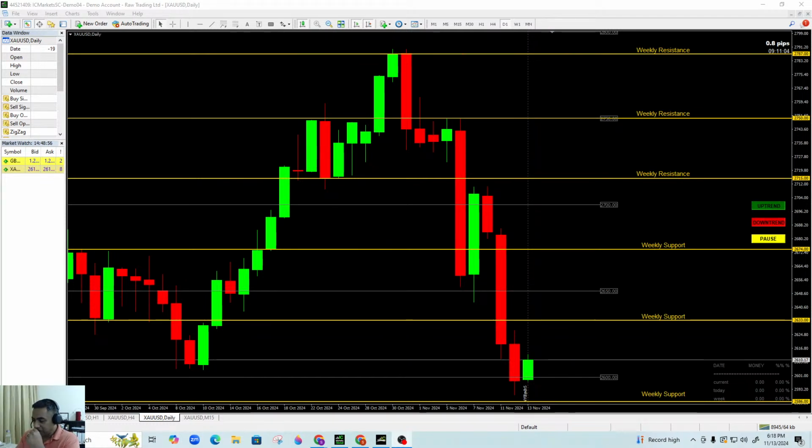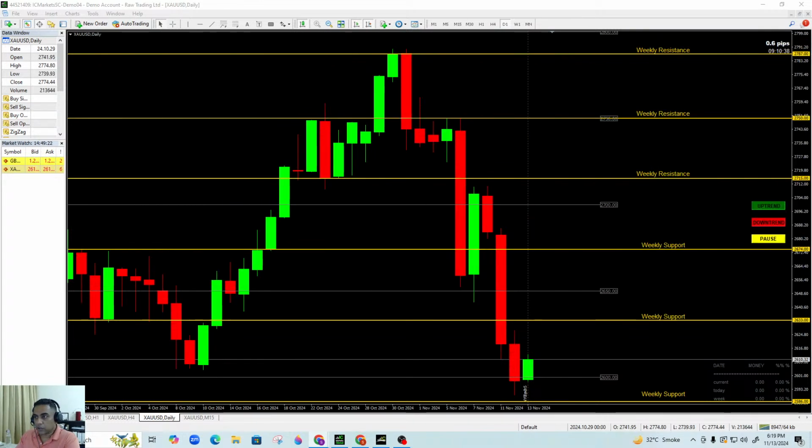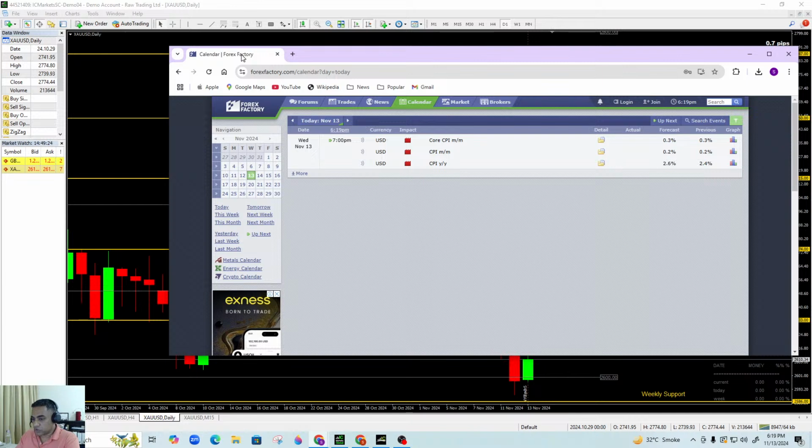So we've got CPI today in about 40 minutes from now. So we're going to look at our chart and see what zones we have for the day, and if you have any possible trade setups for the day.